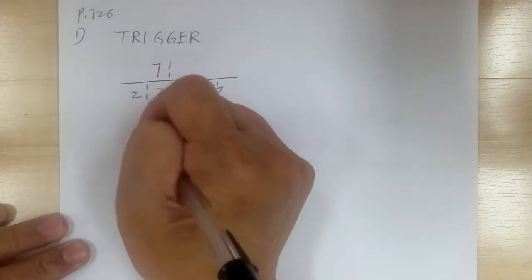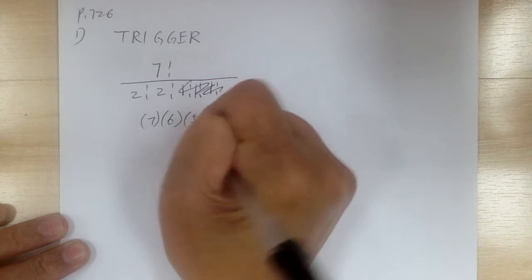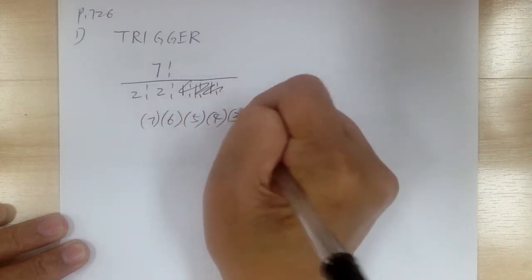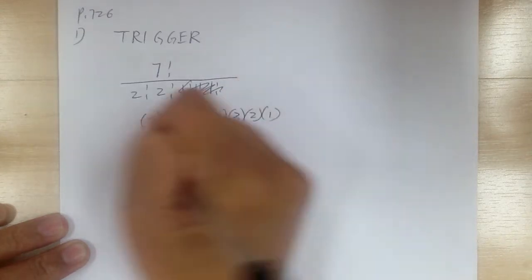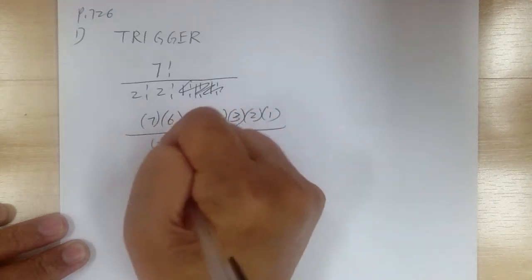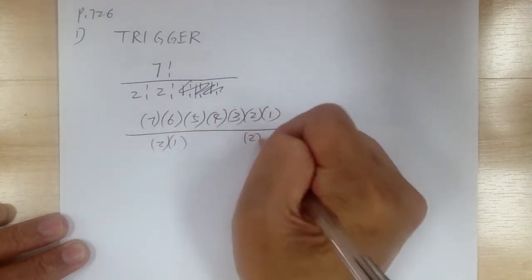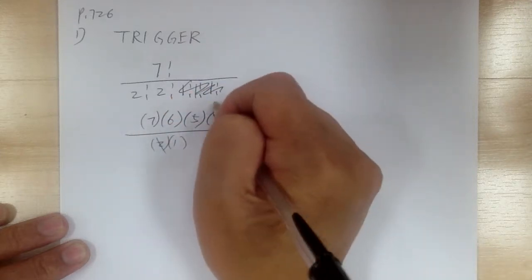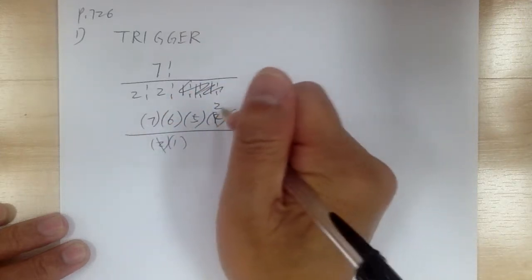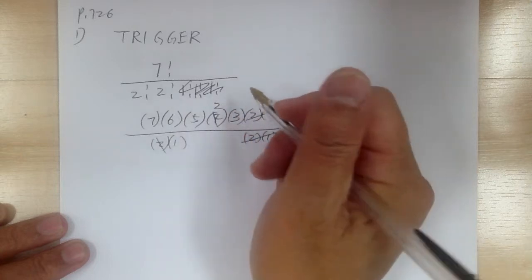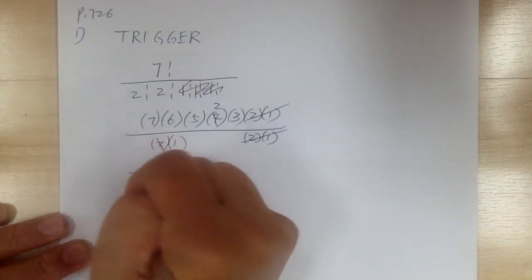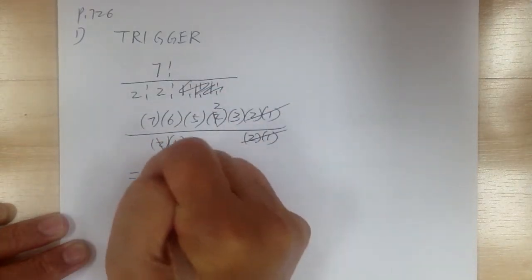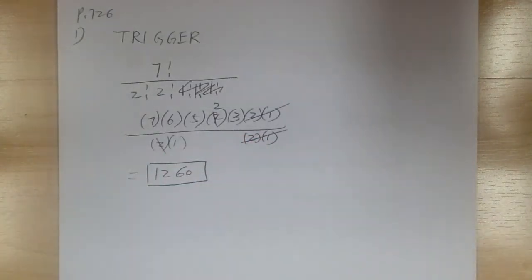So 7 factorial is 7, 6, 5, 4, 3, 2, 1. 2 factorial is 2, 1, and 2, 1. So this will cancel out. And this will cancel out with this one. Okay, so you can just multiply all this together. Okay, and if you multiply, you should get 1260.